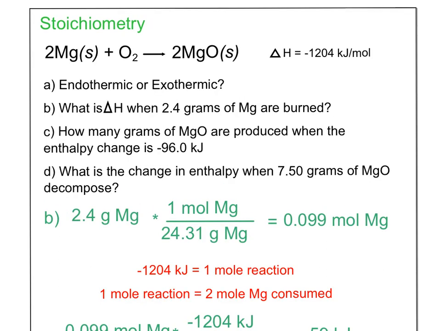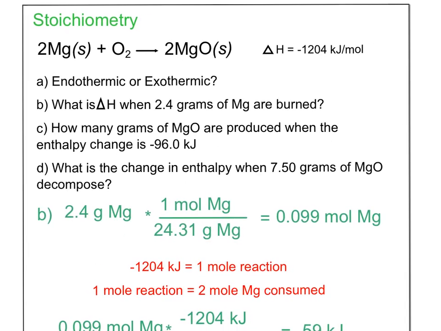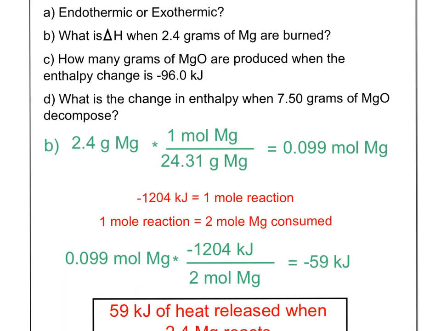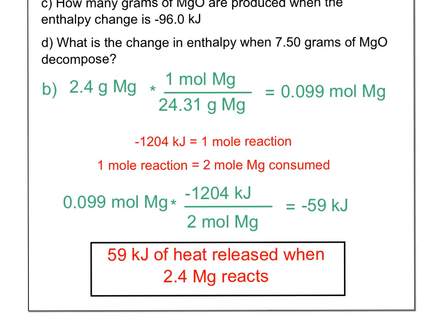So what I know from this, I have moles of magnesium, but I know that negative 1,204 kilojoules is released when there's 1 mole of reaction happening. But for 1 mole, or 1 time this reaction goes through, I need 2 moles of magnesium because of the stoichiometry. So I'm going to take my moles of magnesium that I found, and I'm going to say, well, for every 2 moles of magnesium, I'm giving off negative 1,204 kilojoules. So I can solve that out. Moles of magnesium cancels. I get negative 59 kilojoules.